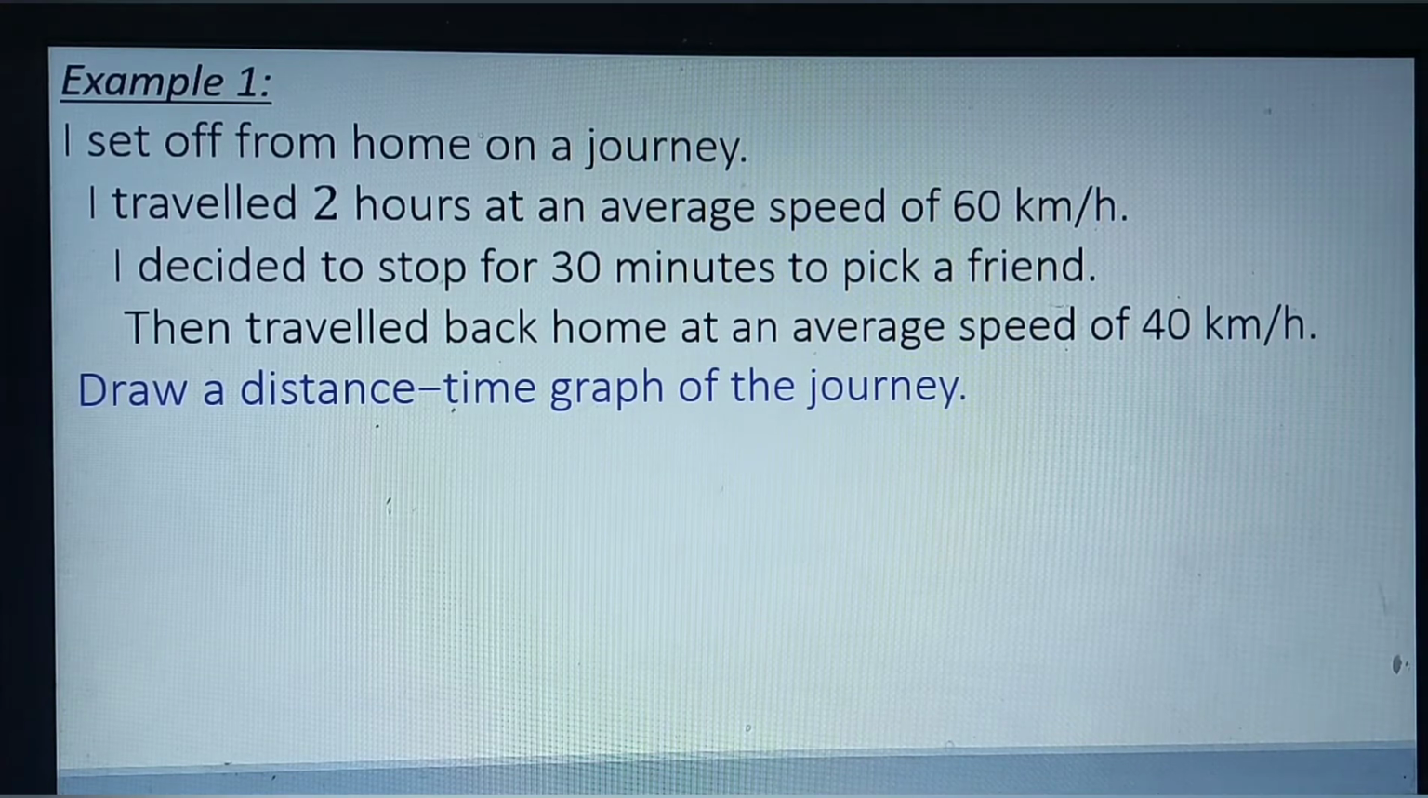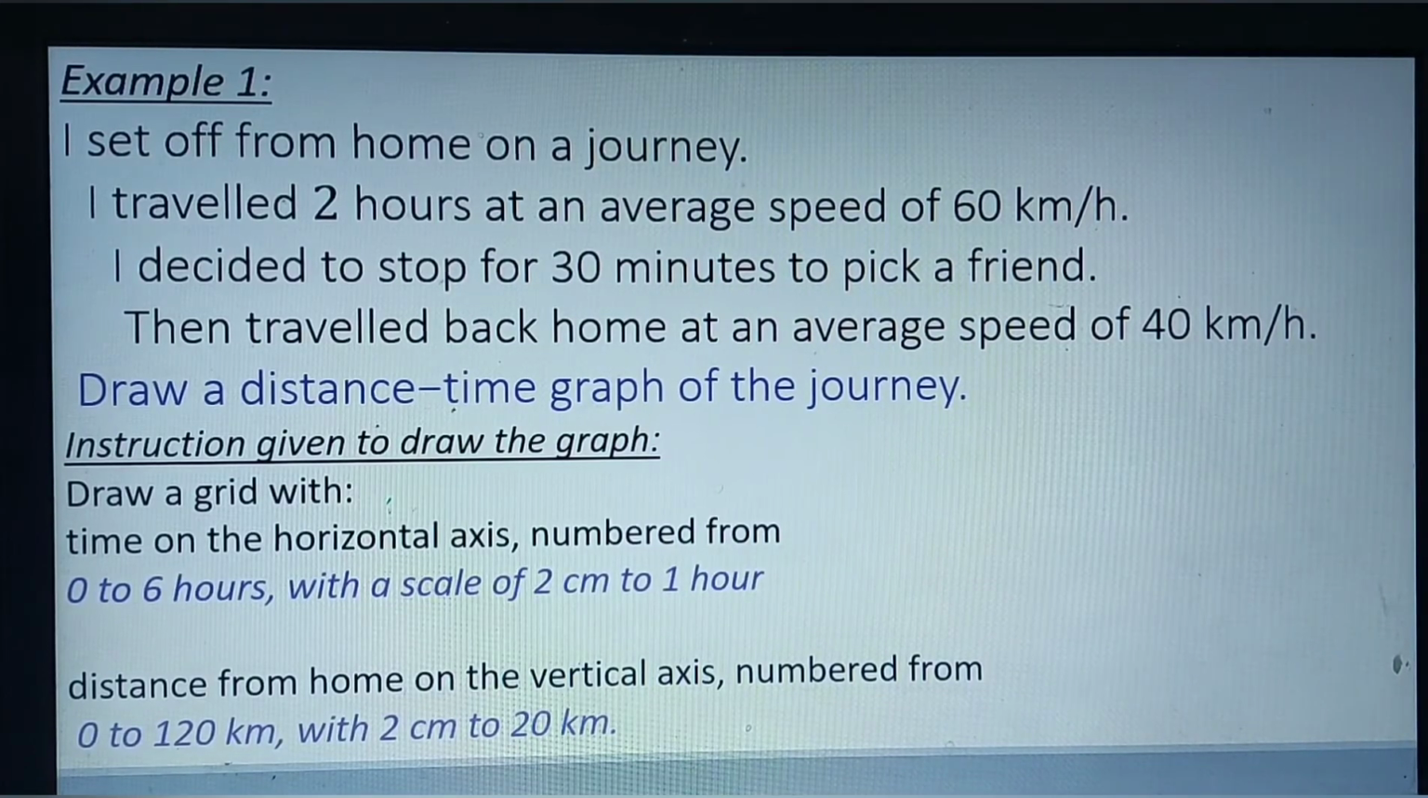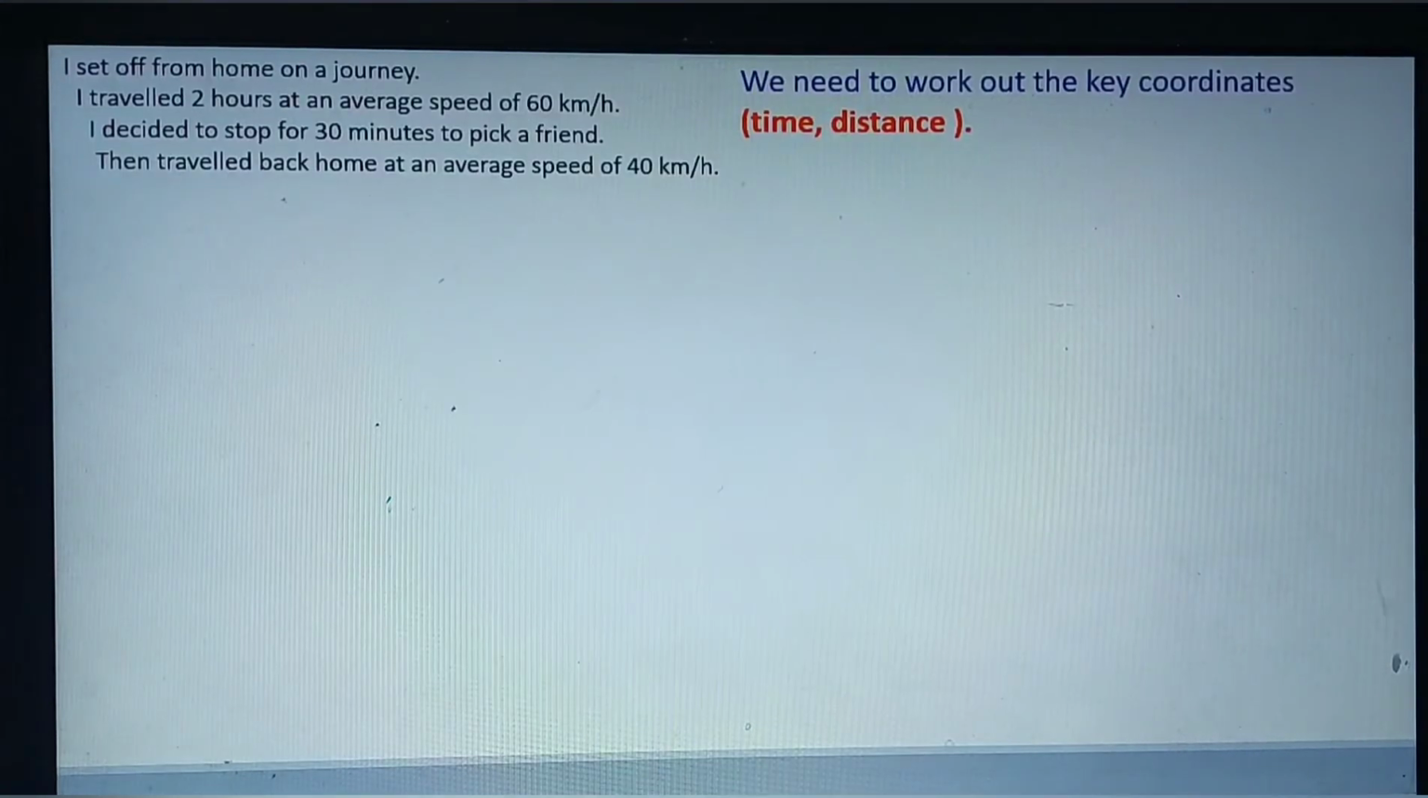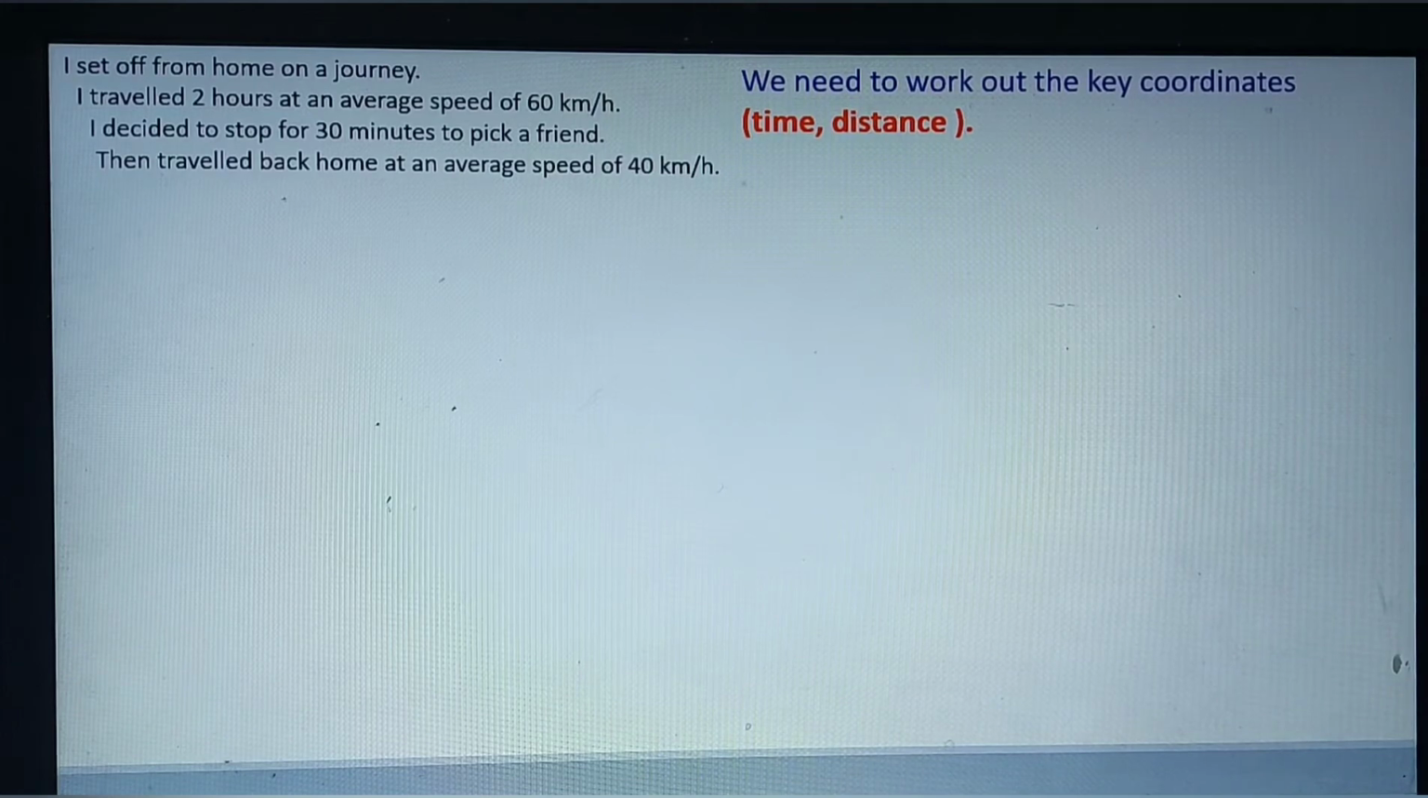So the first thing we need to do is to find the key coordinates, because we're required to draw a distance time graph. So we need to get our distance time coordinates, in order for us to be able to draw the graph. However, we're given instruction as to how our graph should look like. I'm going to explain this in the next slide. So we need to work out the key coordinates, that is the time distance coordinates, so we can be able to draw our distance time graph. So how do we solve this question?